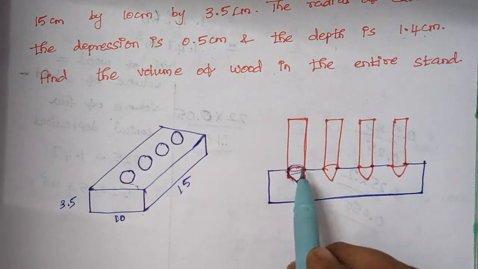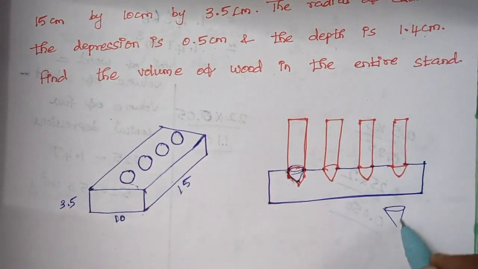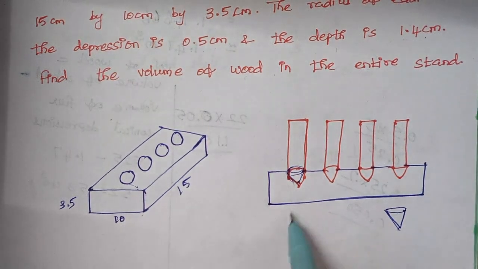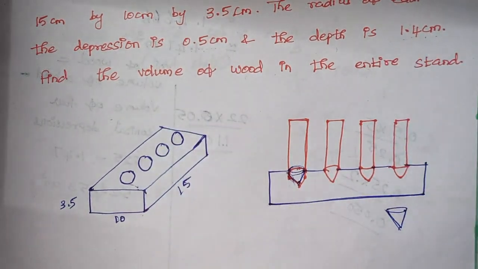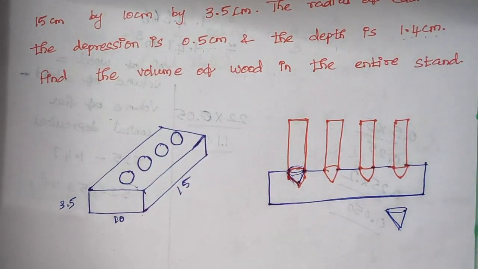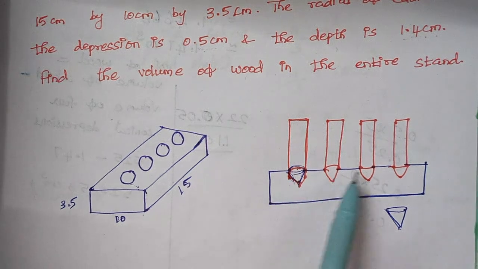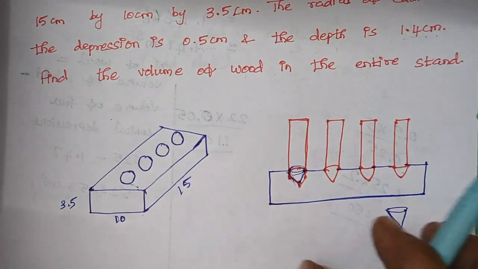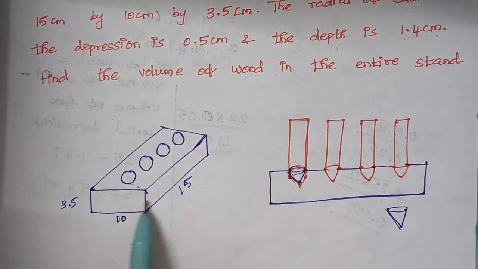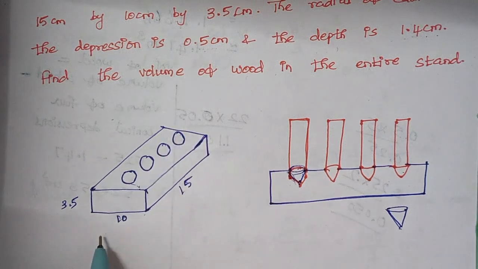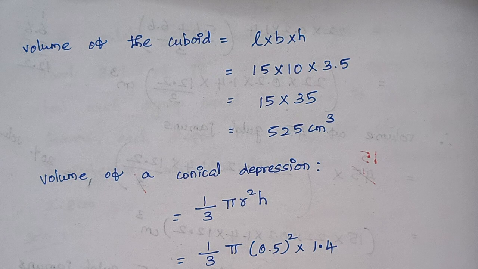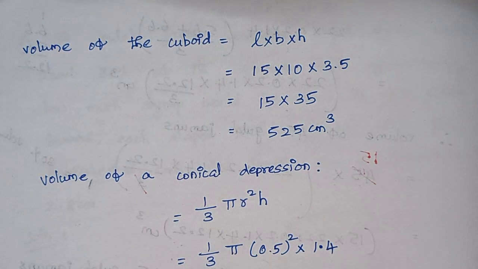So here the thing is about a cone. This depth part is in the form of a cone, and the radius is 0.5 and the depth is 1.4. Now we have to find the volume of wood. So how do we find it? Initially we find the volume of the conical depression, then subtract that volume from the volume of the cuboid so that we can find the volume of the wood. So first we calculate the volume of the cuboid.